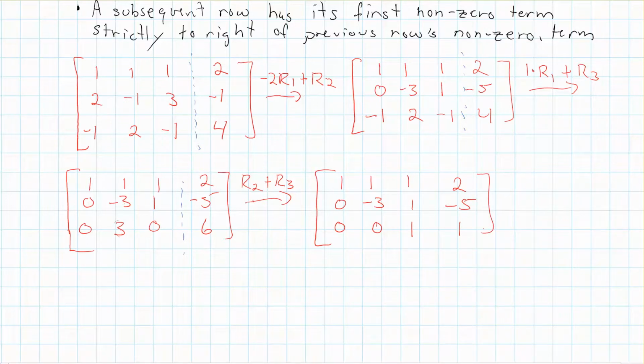Now I'm not quite done, because this negative 3 needs to be a 1, so I'm going to do negative 1/3 R2. Now I have 1, 1, 1, 2. Let's try that again. I'm just copying the exact matrix down. So row 2 is getting multiplied by negative 1/3, so this would be positive 1, negative 1/3, and this would be positive 5/3.